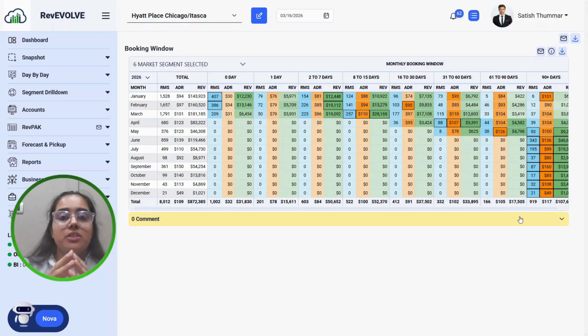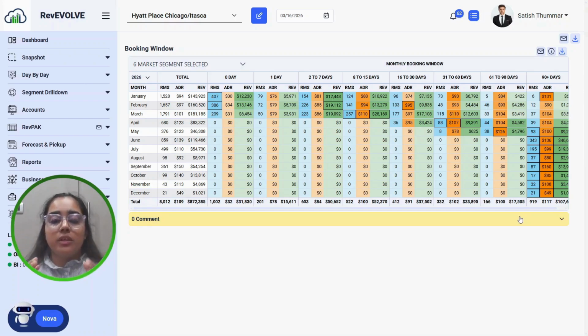Before we jump into the widgets themselves, let's quickly understand how these two views connect. Think of it like this. The monthly booking window gives us the big picture and it shows the overall booking behavior for an entire month. From this view, we can start answering questions like, are guests booking far in advance? Are most bookings happening close to arrival? Or which booking window contributes the most in revenue?